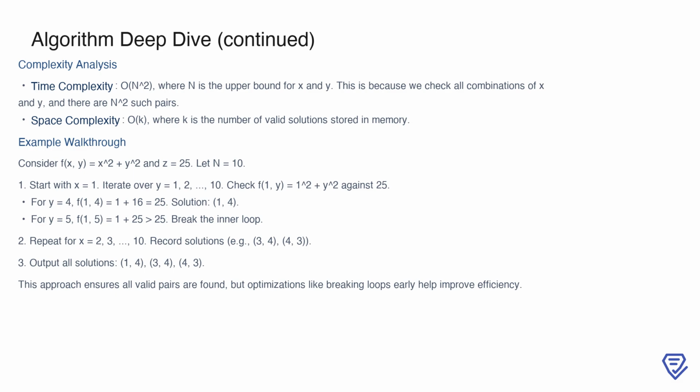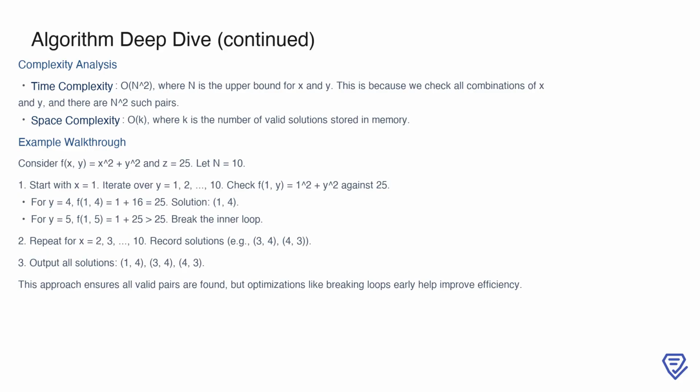Let's consider an example to see the algorithm in action. Suppose f(x, y) equals x squared plus y squared, the target value z is 25, and the upper bound n is 10. Starting with x equal to 1, we iterate over y values from 1 to 10. For y equal to 4, the equation 1 squared plus 4 squared equals 25 is satisfied, so we record the solution (1, 4). For y equal to 5, the result exceeds 25, so we break the inner loop.